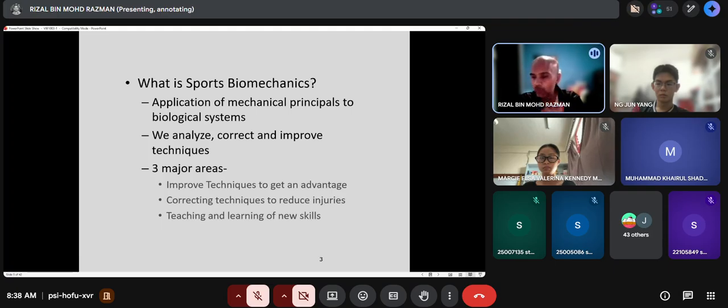So we assume the elbow is a hinge joint. We assume the knee is a hinge joint. Then we can say, okay, this is the movement of the knee. It moves in a single plane. But we know, deep down, that it is not entirely true. But it helps us to make a lot of explanations. So we try to apply mechanical principles onto biological systems. So we analyze, we correct, and improve. Now we're talking about sports biomechanics. In particular, sports biomechanics, we analyze, we correct, and improve technique.